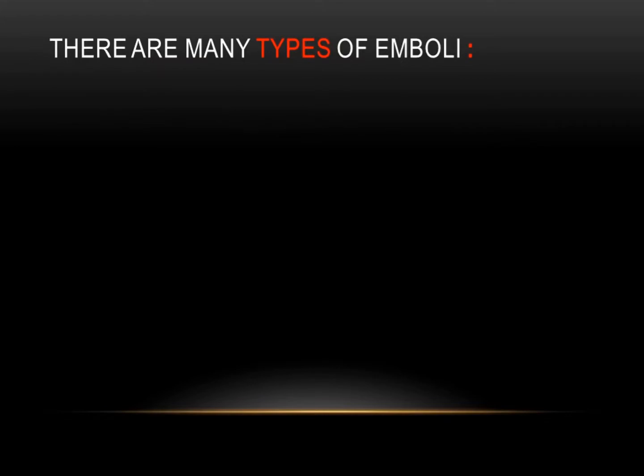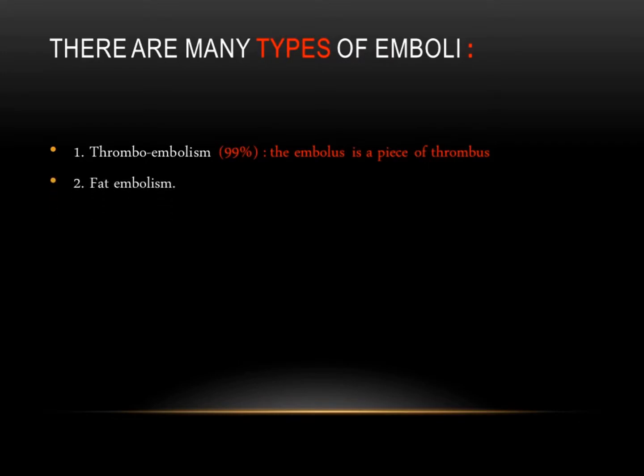There are many types of emboli. First, thromboembolism. 99% of the time the embolus is a piece of a thrombus. It is the most common type. Second, fat embolism. If the obstruction in the circulation is by fragments of adipose tissue, it is called fat embolism. Third, gas embolism. Air, nitrogen, and other gases can produce bubbles within the circulation and obstruct the blood vessels.